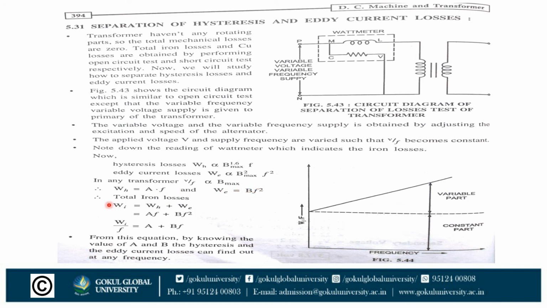f square. So total iron loss Wi is equal to hysteresis loss plus eddy current loss. We can put the values of both: A f plus B f square. So f is common, so Wi by f is equal to A plus B f. Now from this equation, by knowing the values of A and B, the hysteresis and eddy current losses can easily be found at any frequency. Okay, so by using this equation we can separate the hysteresis loss and eddy current loss from the iron loss.